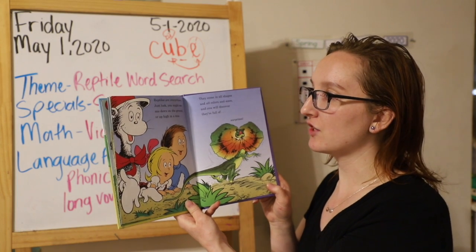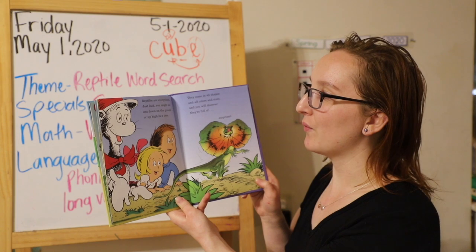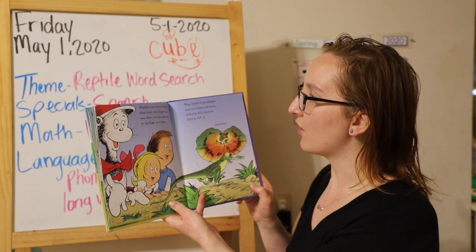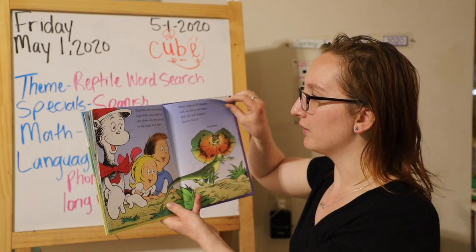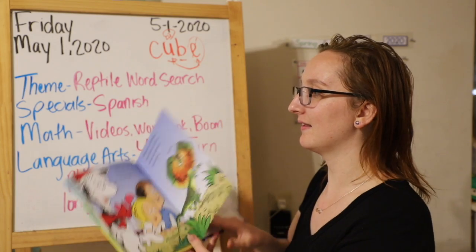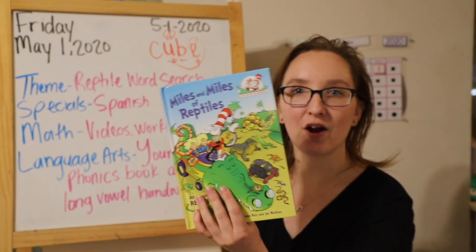Reptiles are everywhere. Just look, you might see one down on the ground or high up in a tree. They come in all shapes and all colors and sizes, and you will discover they're full of surprises. The end.